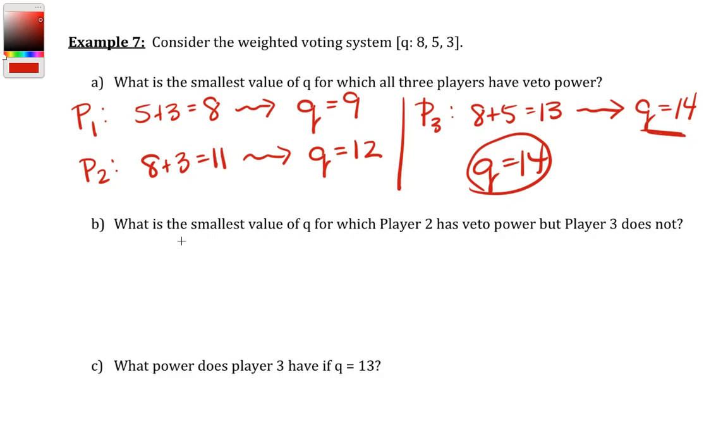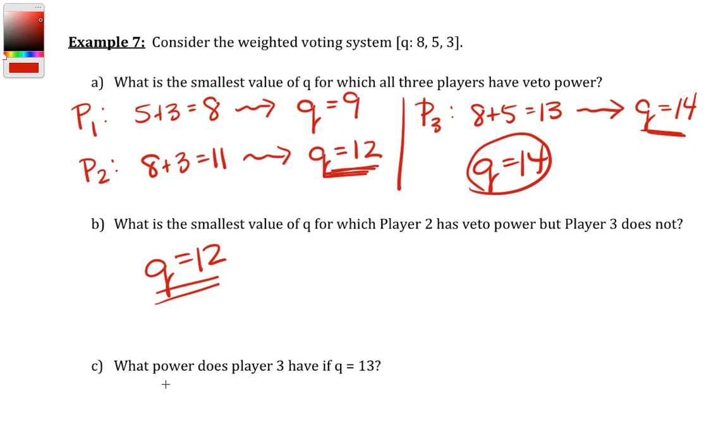What is the smallest value of Q for which player 2 has veto power but player 3 does not? Well, that's going to be this one that we found here at Q equal to 12. Because without player 2, without their 5 votes, the remaining 2 can only get to 11. So player 2 does have veto power. But without player 3, the other 2 can get up to 13 votes. So player 2 has veto power, but player 3 does not.